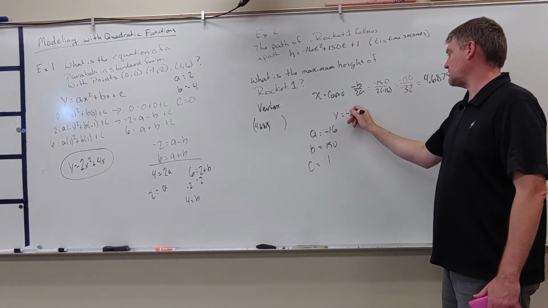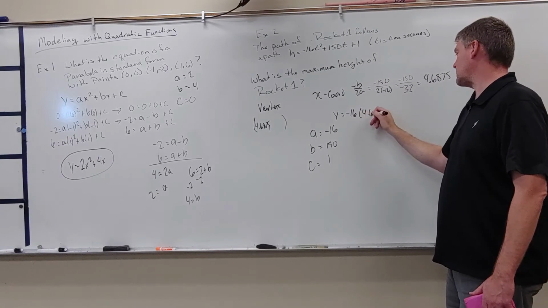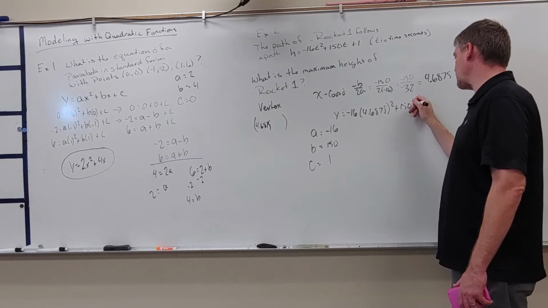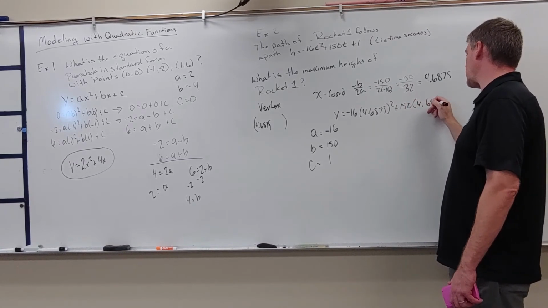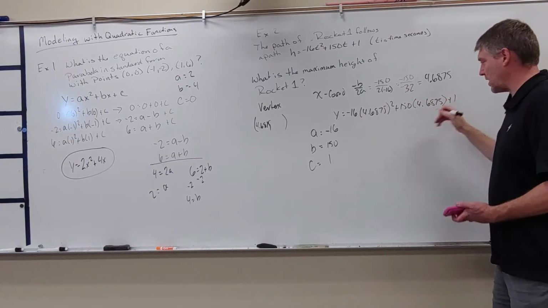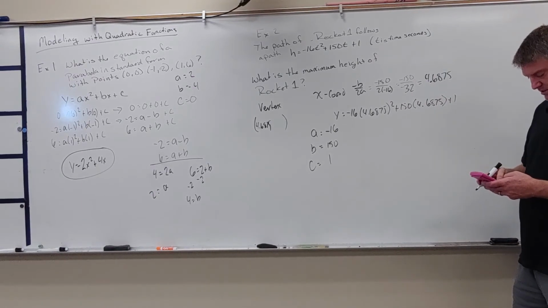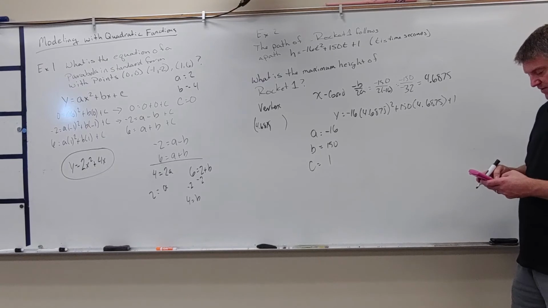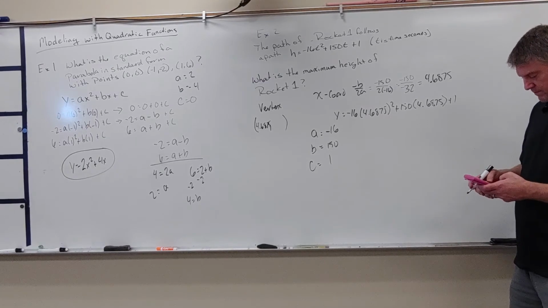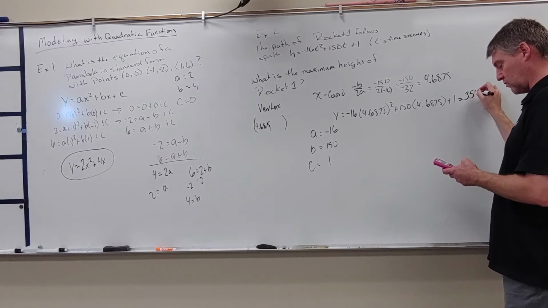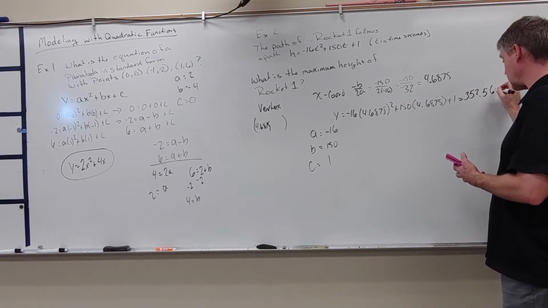So I'm going to go negative 16 times 4.6875 squared plus 150 times 4.6875 plus 1. I'm going to plug this into a calculator. Negative 16 times 4.6875 squared plus 150 times 4.6875 plus 1. And I get a height, or we get a y of 352.5625.